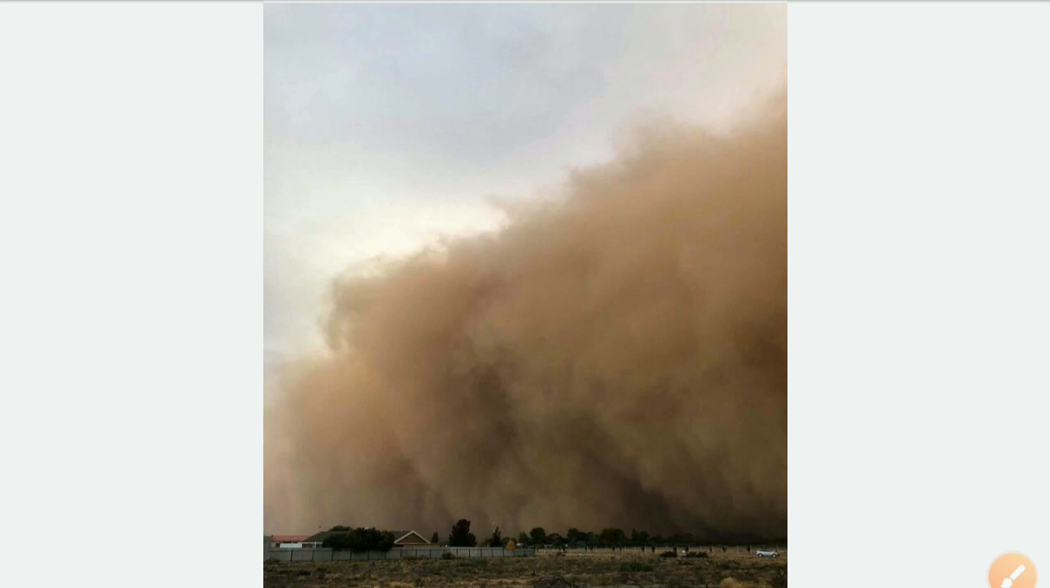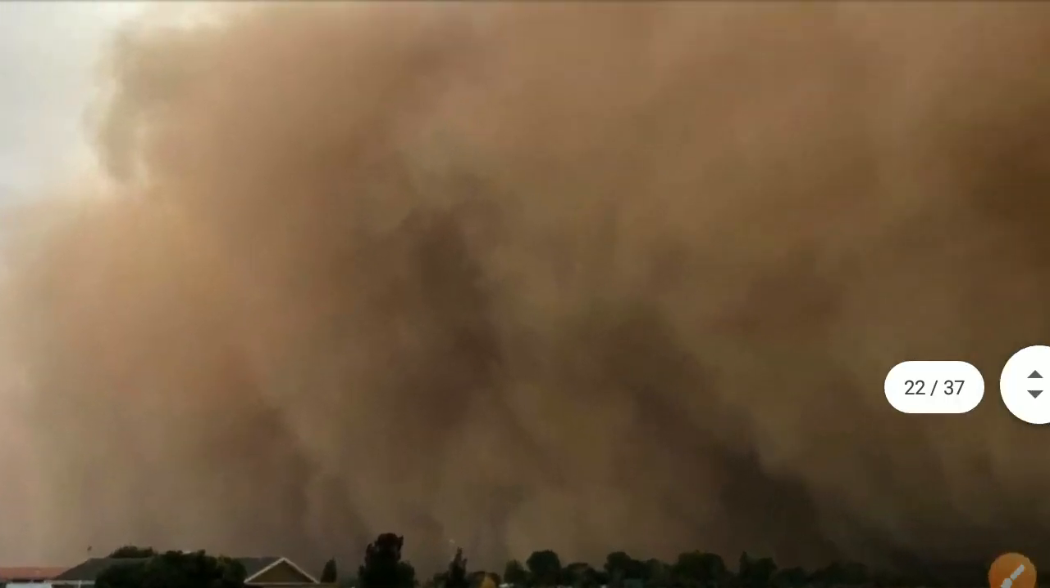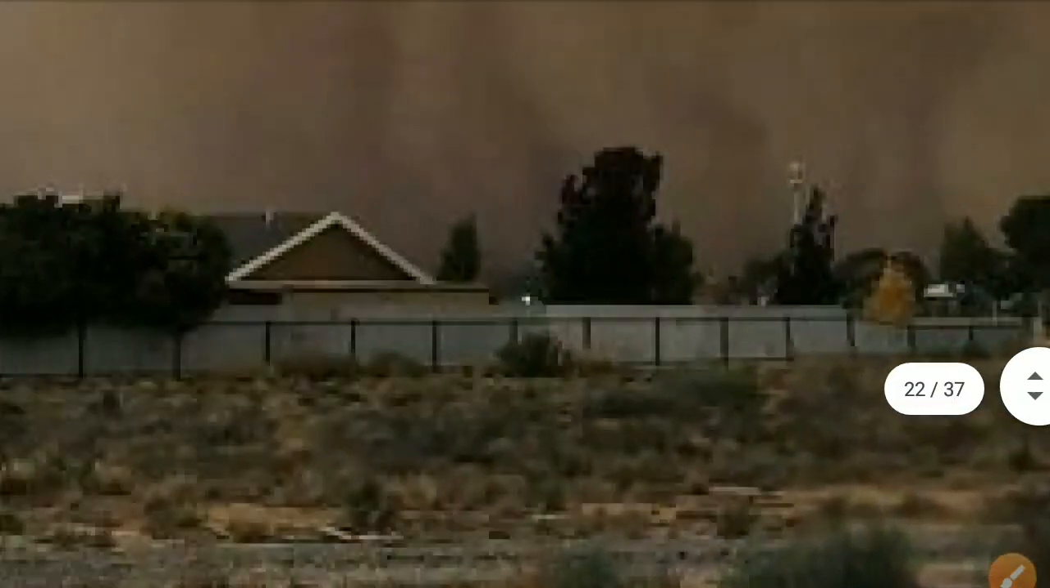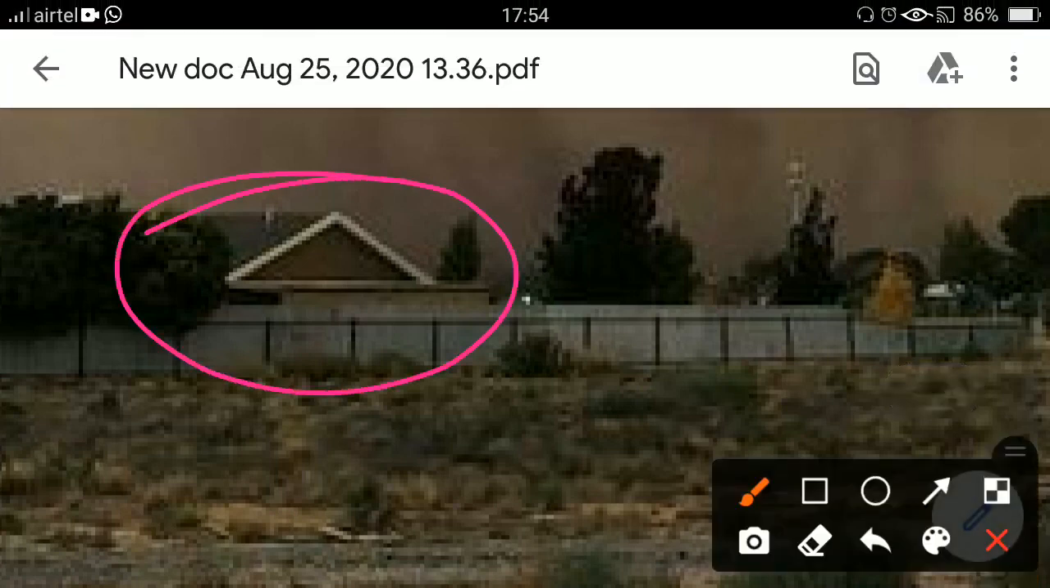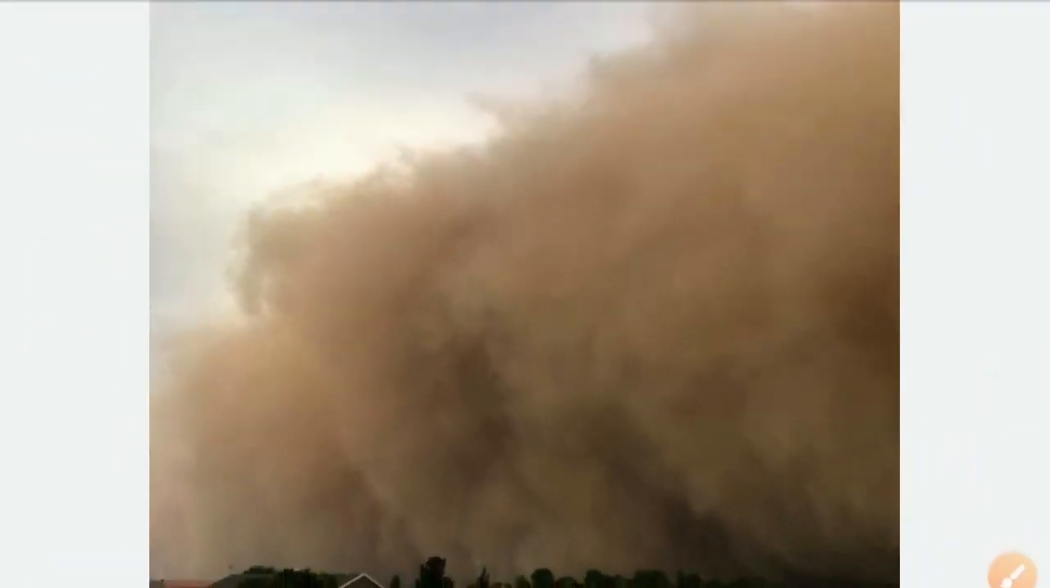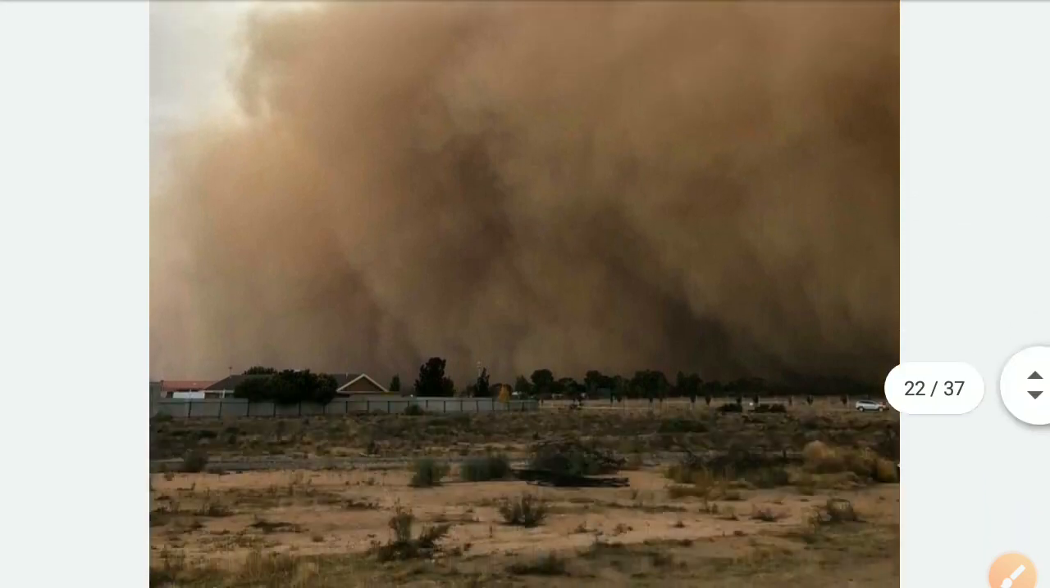This picture I have shown you just to describe how the angry wind takes the form of ghostly dust, or how the angry wind brings ghostly dust. You can just have a look at this house and you see the height of this dusty storm, or you can say the ghostly dust. It looks very frightening.